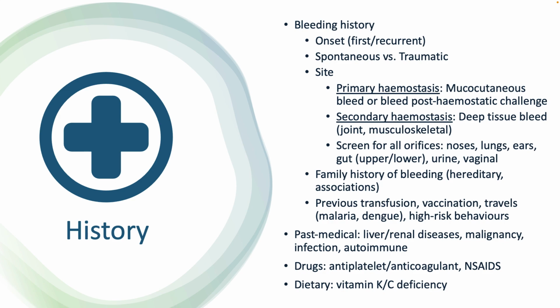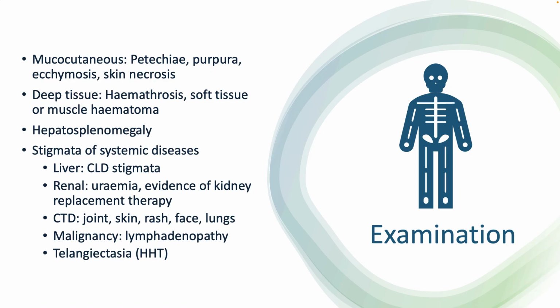In terms of past medical history, it's important to know whether the patient has any liver or renal disease, malignancy, infection, or autoimmune disease. For drug history, we need to know whether the patient is on any blood thinners or even sometimes any form of painkillers, especially NSAIDs. And dietary history is important, as we want to know whether the patient has any vitamin K or C deficiency.